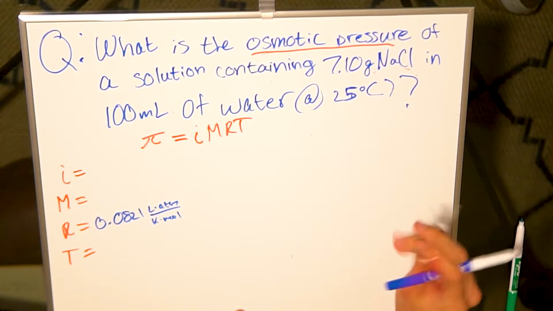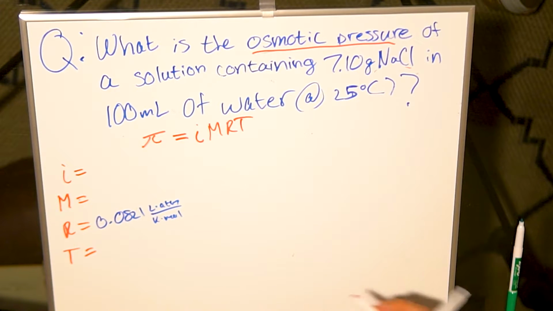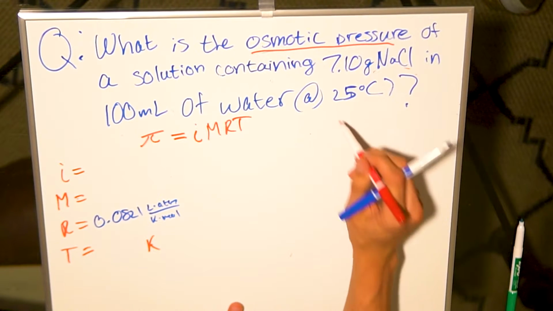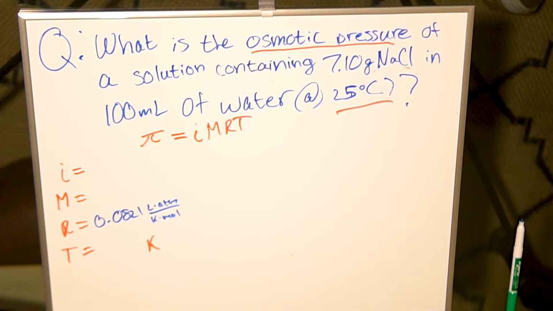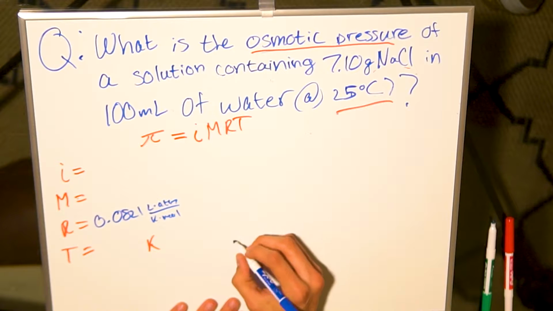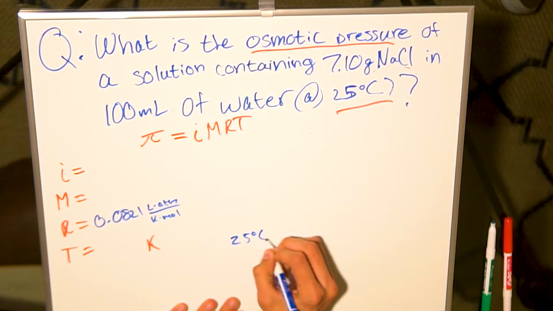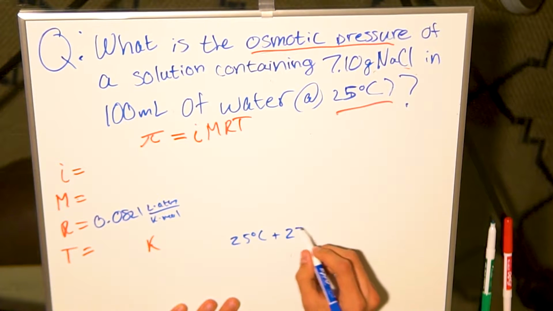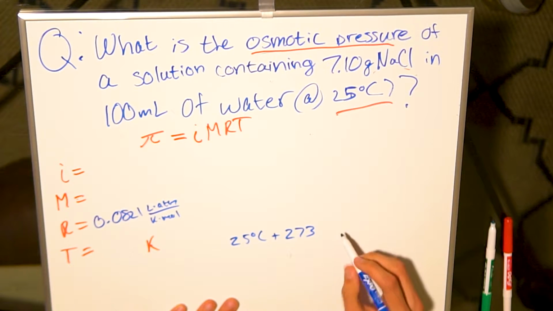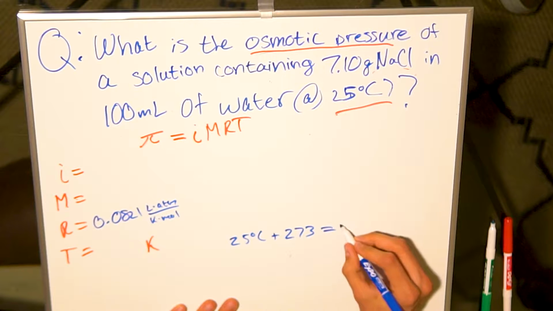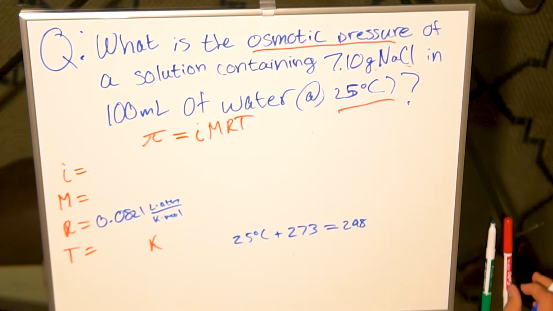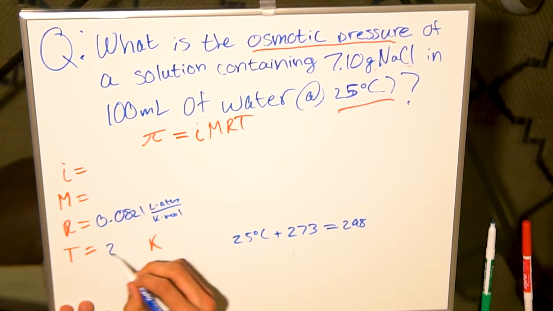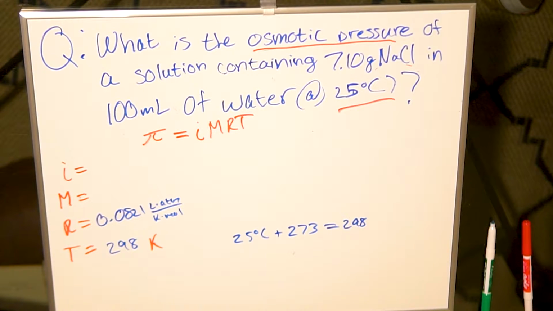So we know that our temperature is going to have to be in Kelvin. So we have 25 degrees Celsius. That's a real simple calculation. We're just going to do 25 degrees Celsius, and we know to change it to Kelvin, the difference in freezing point is 273 degrees. So we add that on. That's going to give us 298 degrees. So we have 298 degrees Kelvin. Now all we need is our i and our molarity.